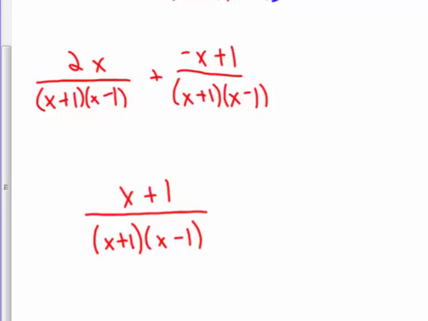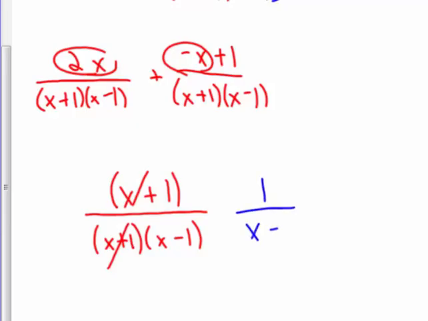And now I look, can I simplify it any farther? In this case, I have x plus 1 on the top and x plus 1 on the bottom. They're being multiplied, so I can cross those out. What am I left with then? On the top, a 1. On the bottom, x minus 1. That's going to be my final answer there.